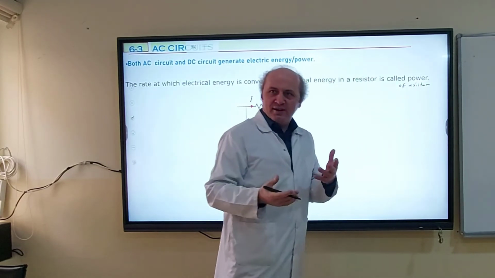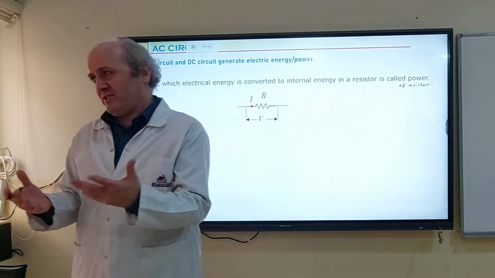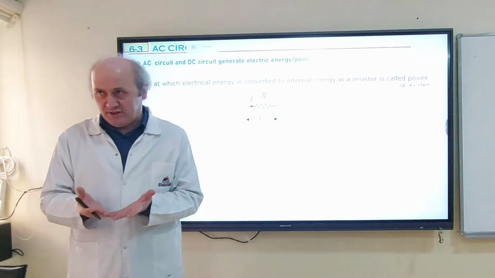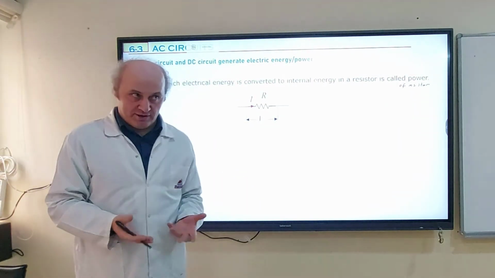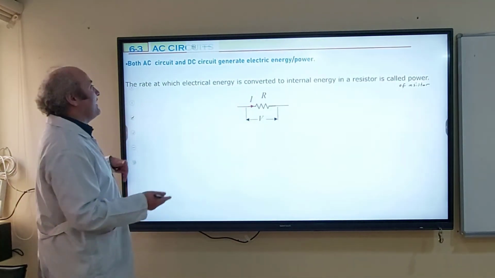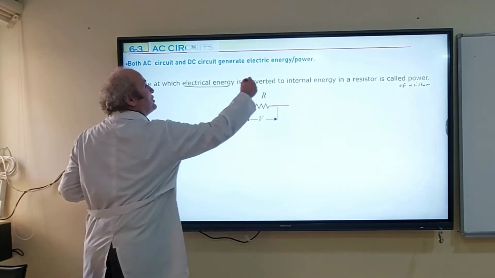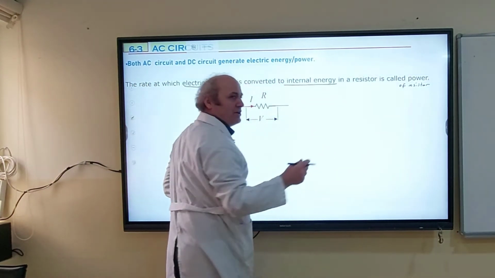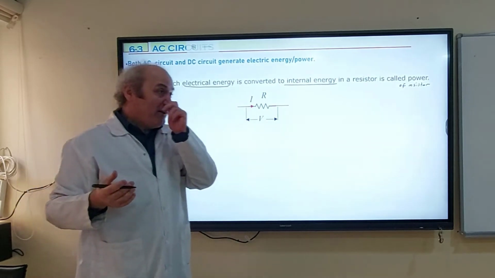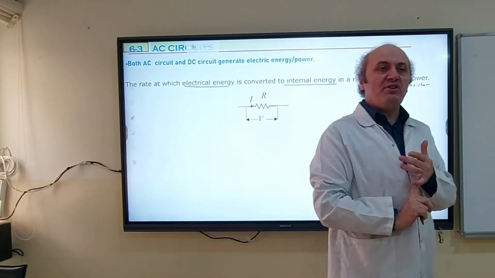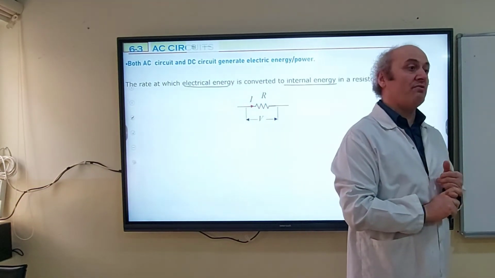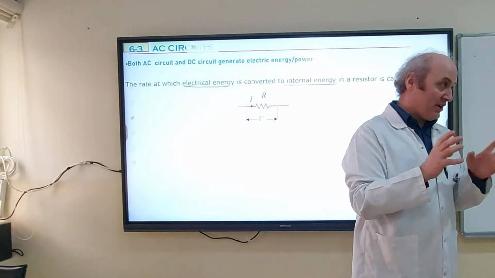It's a rate. When it says rate, we know that something must be divided by delta T. Absolutely, we will define something by delta T. But rate of what? Electrical energy is converted to internal energy. Internal energy is what? Internal energy is the sum of potential energies and kinetic energies of the particles inside a substance.